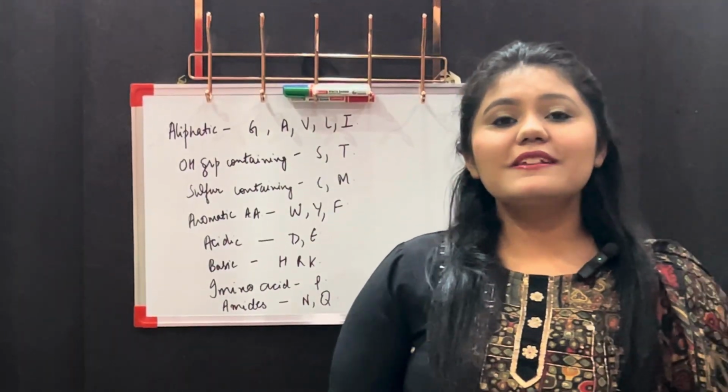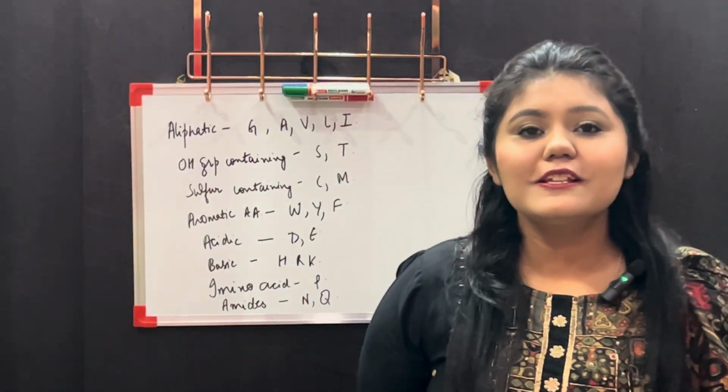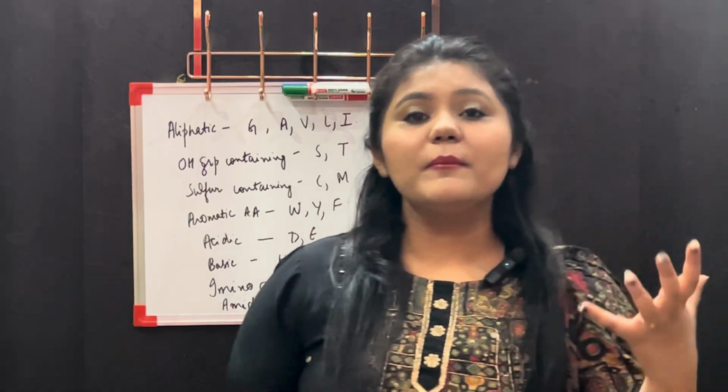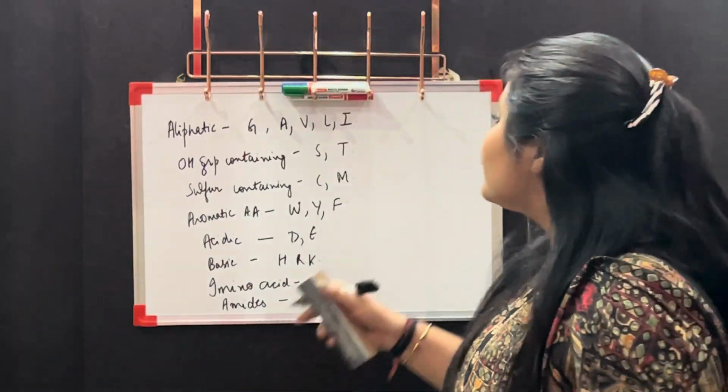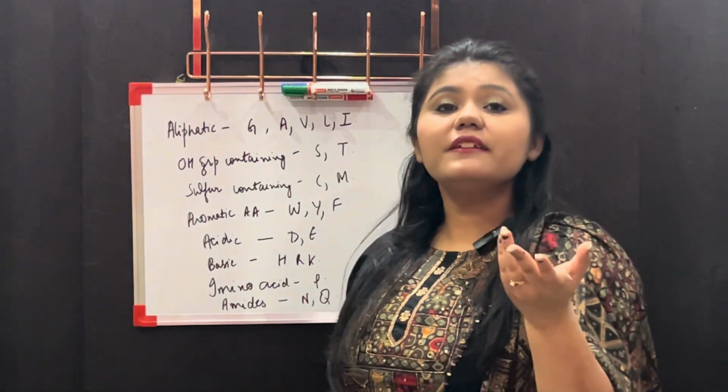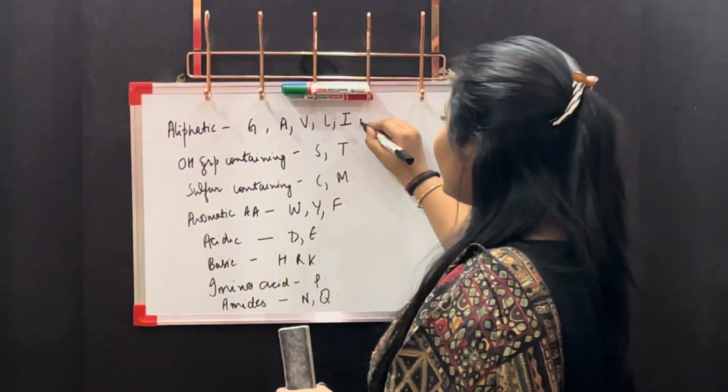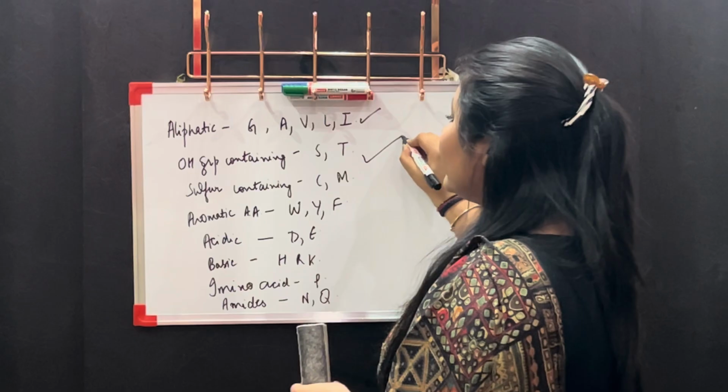So today we are going to discuss certain tricks on how we can learn the structure of amino acids, and also, on the basis of the chemical nature of the side chain, how we can divide certain amino acids. Right on the board today I have mentioned certain amino acids like aliphatic amino acids, OH group containing amino acids. Now we have the sulfur containing amino acids.